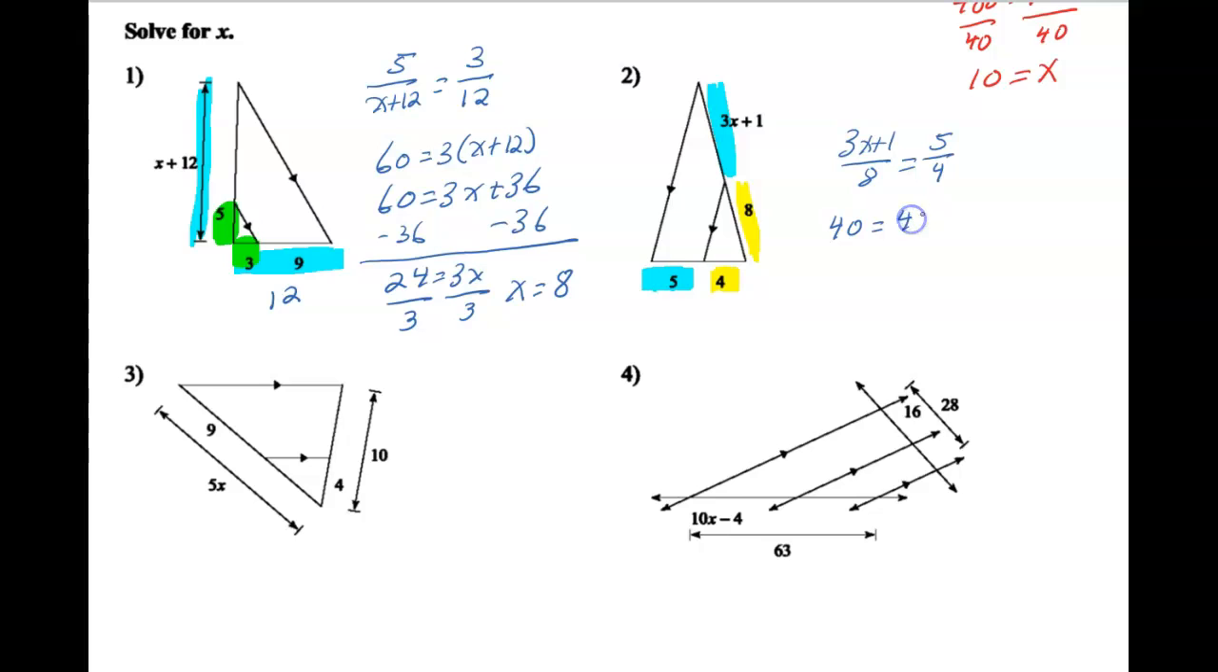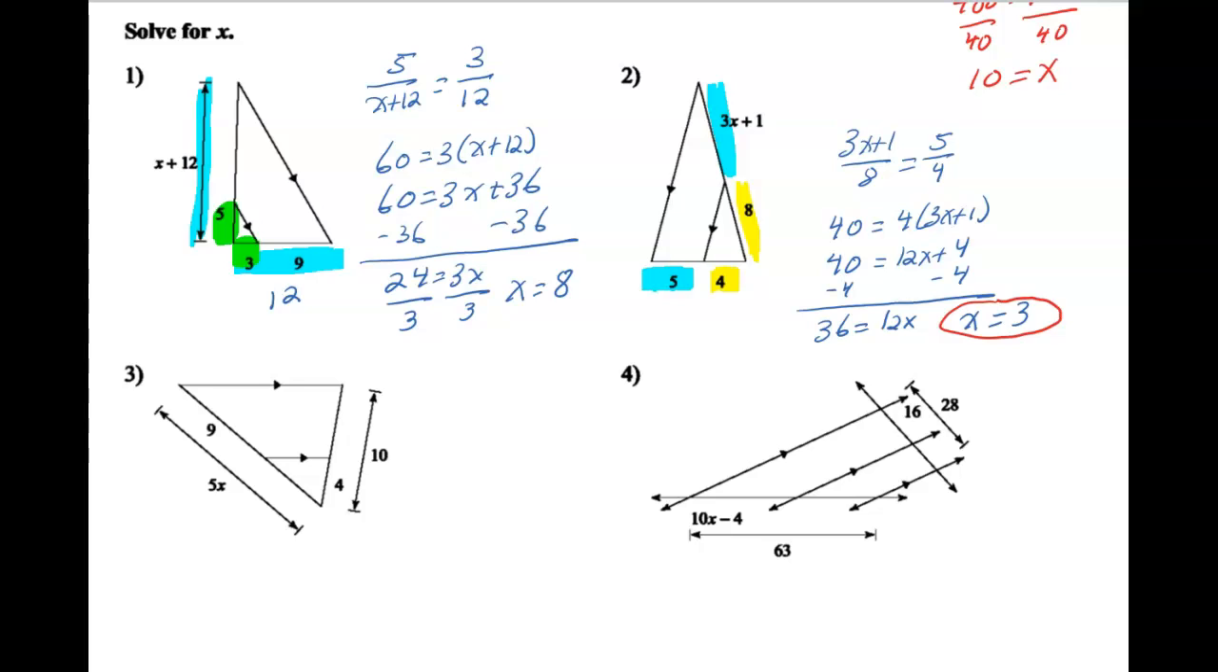40 is equal to 4 times 3x plus 1. Distribute. 12x plus 4. Take away 4. 36 is equal to 12x. So x is equal to 3. I'm going to circle that answer so you see that highlighted.